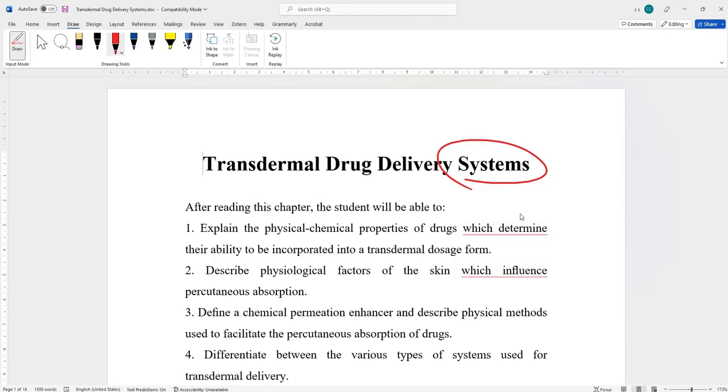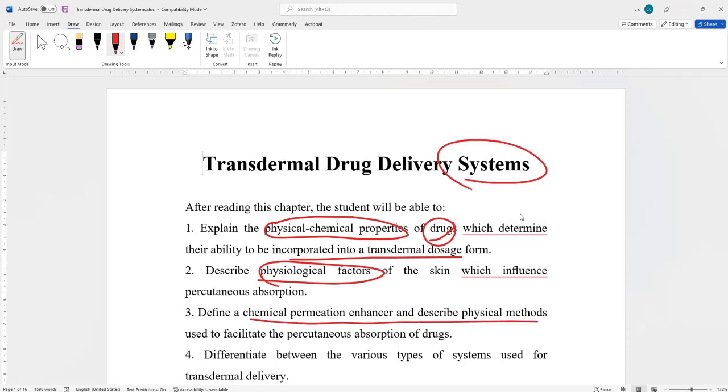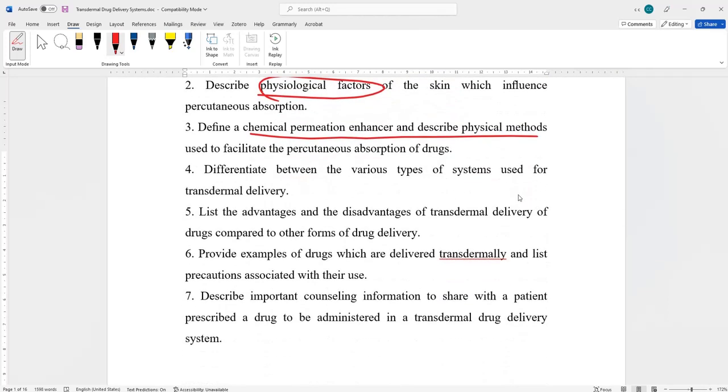Okay, what you are supposed to know? You are supposed to tell me what drugs would be suitable to be incorporated into a transdermal dosage form or drug delivery system. So what are these physical chemical properties? What are the physiological factors that can affect drug absorption? How can we improve drug absorption through chemical and physical means? What are the different designs of the transdermal delivery systems? What are the designs available?